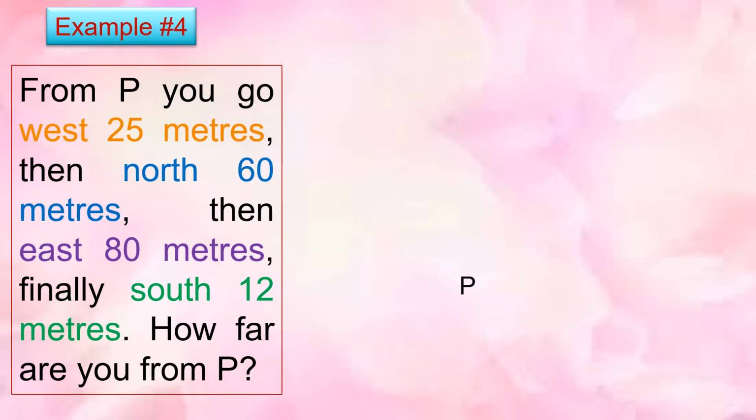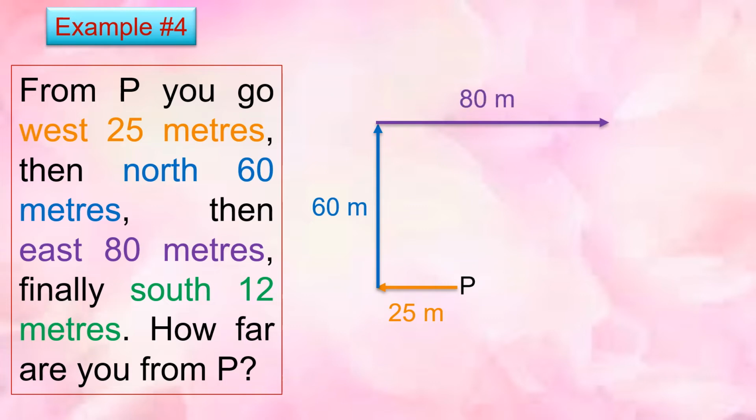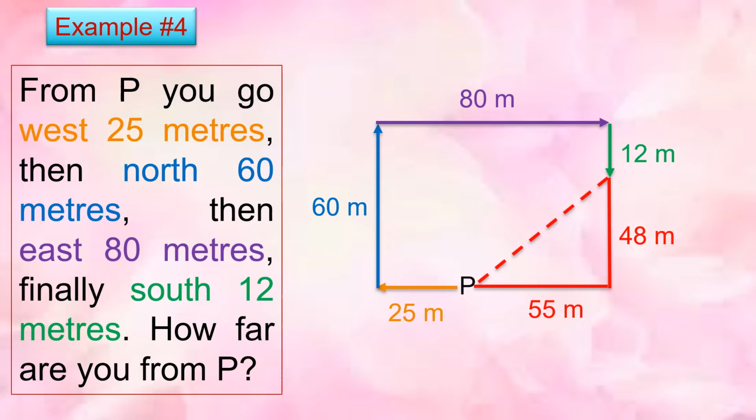From P, you go west 25 meters, then north 60 meters, then east 80 meters, finally south 12 meters. How far are you from point P? So in here, I am going to draw the sides. This side measures 60 minus 12, which is equal to 48. And another side, this one, measures 80 minus 25, which is 55. Then we are going to compute for the broken line, so it is the distance from the starting point to the end point. So from here, we are going to compute for side x.